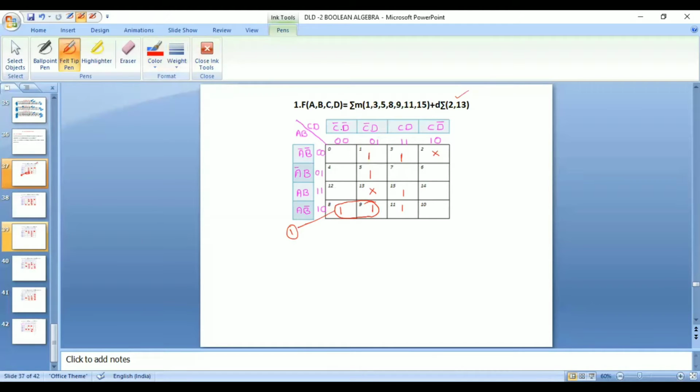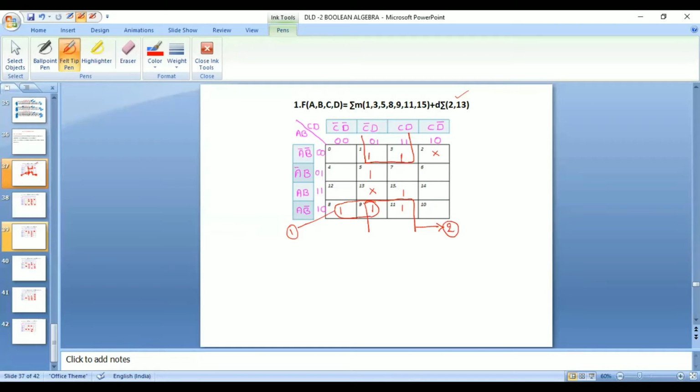Next, 15, 13, 9, 11. Especially this 1, 3. Next, we will try to group these minterms, that is 1, 3, 9, and 11. So this is the second one: 1, 3, 9, and 11.